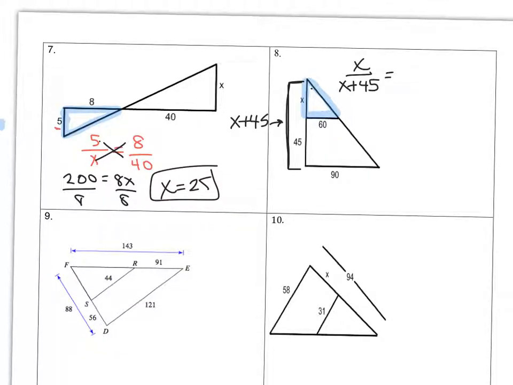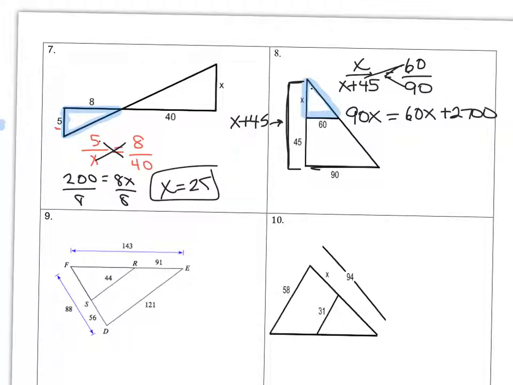If I look at my other little side on my blue triangle, it's 60. 60 corresponds to 90 down at the bottom. So now I'm good to cross multiply. 90 times x is 90x. 60 times x is 60x, and then I have to do 60 times 45, which is 2,700.